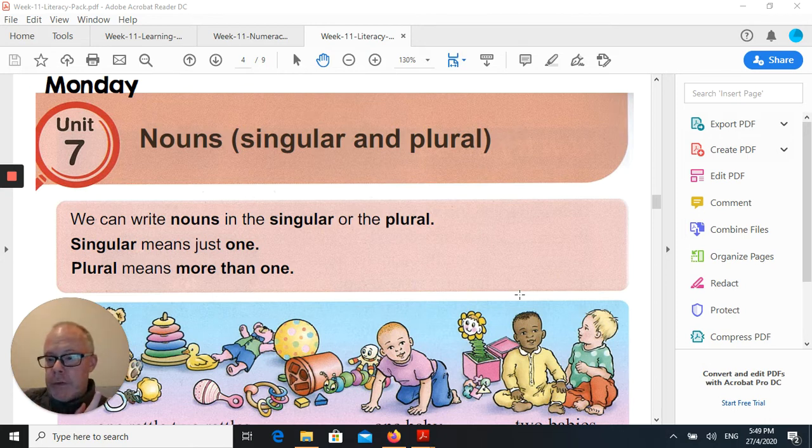Plural nouns, on the other hand, basically refer to a group of those things. So instead of frog, we have frogs. Instead of monkey, we have monkeys. Instead of student, we have students. So usually it just means putting an S at the end of your noun to make it more than one. It might be two, it might be 20, but it's definitely more than one. So plural means more than one.